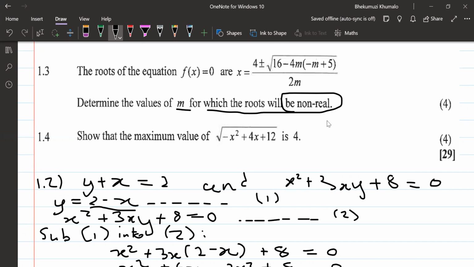So what causes this problem where we have non-real roots? Non-real means when we put it in a calculator, it's a negative square root. Yes, when inside the square root there's a negative number, meaning if this 16 minus 4m times minus m plus 5 is less than 0, meaning it's a negative number, then it won't be real, correct? That's what we are saying, right?